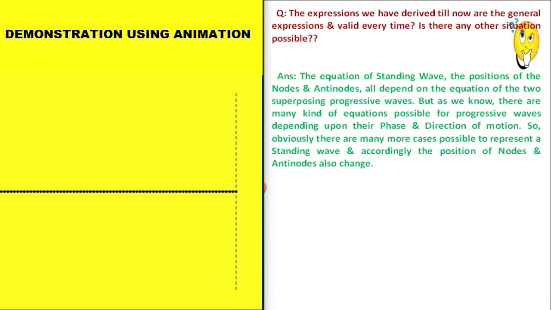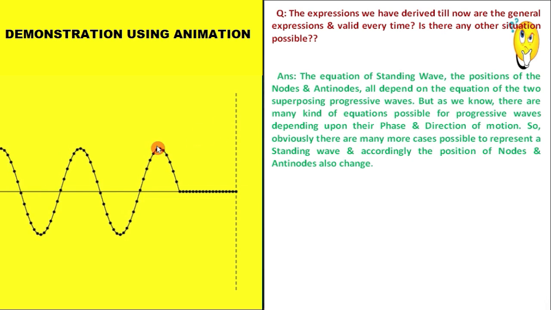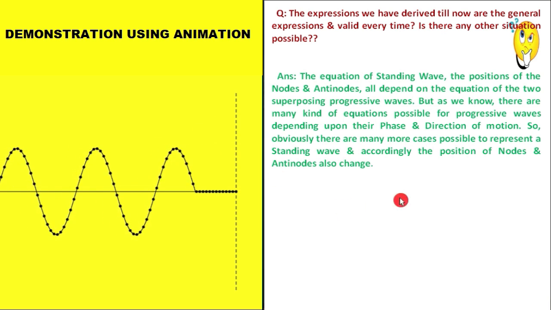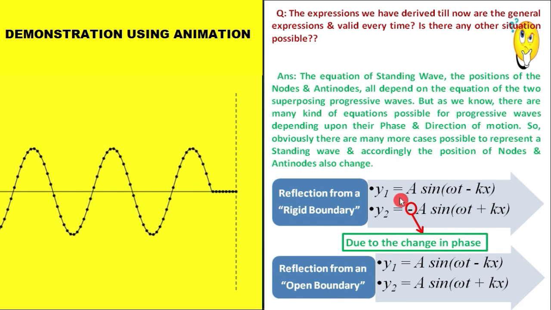Open boundary. Let us check here first, then we will come to the equations. This is exactly the same incident wave. I am keeping the incident wave constant, same as we have taken there. Here also the incident wave is y equal to a into sin(kx minus omega t), exactly the same. Now it is reflected from an open boundary. Then what will be the equation?